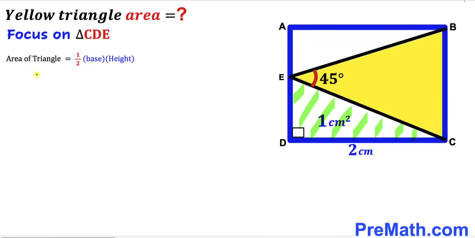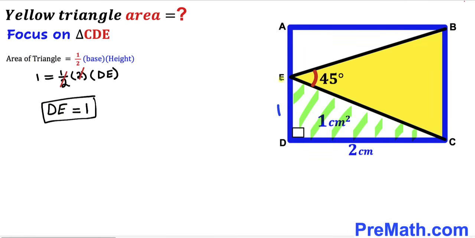So the area of this triangle, 1, is going to be equal to 1 divided by 2 times base 2 times our height, this segment DE. Here we can see 2 and 1 divided by 2 cancel each other out. Therefore this DE segment length turns out to be equal to 1 centimeter.